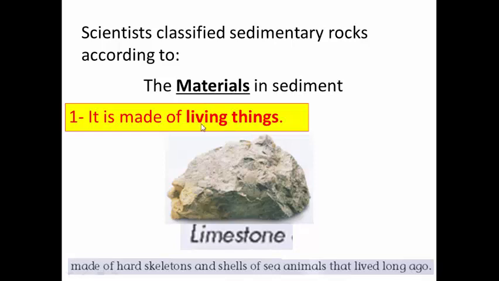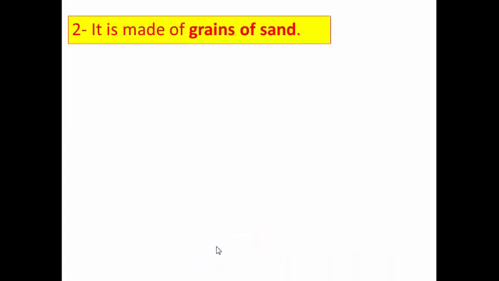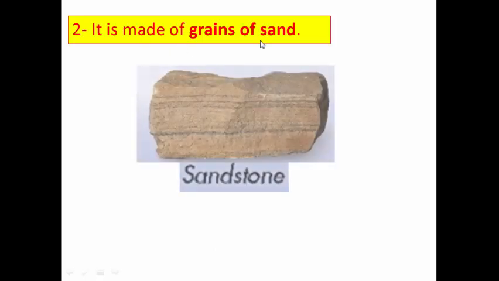So the first one about materials: when we separated each one from the other and arranged them, we found that there are three kinds. The first kind we can say is made of a living thing, like limestone. This is the first example. We have another kind, number two. It is made of grains of sand, like sandstone.